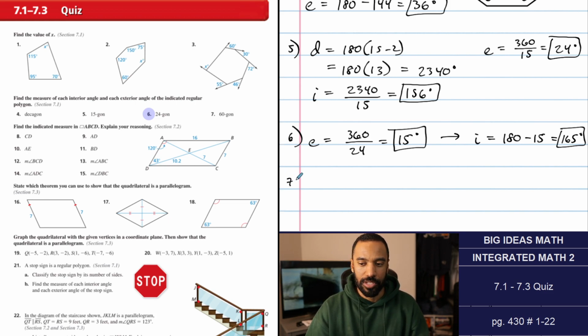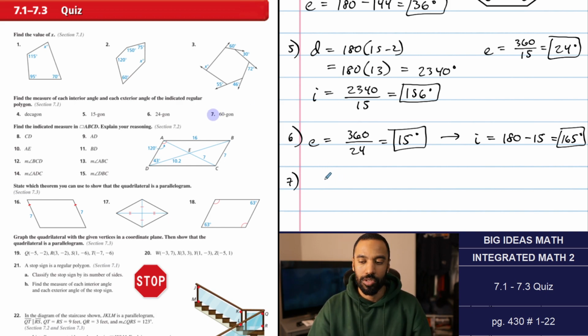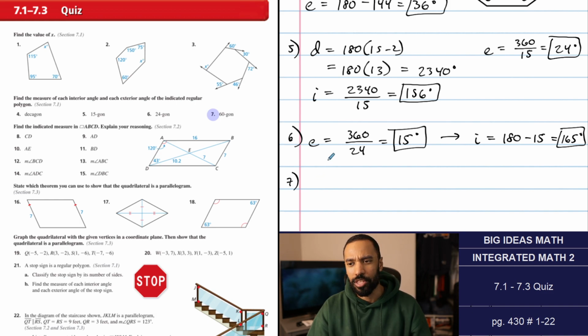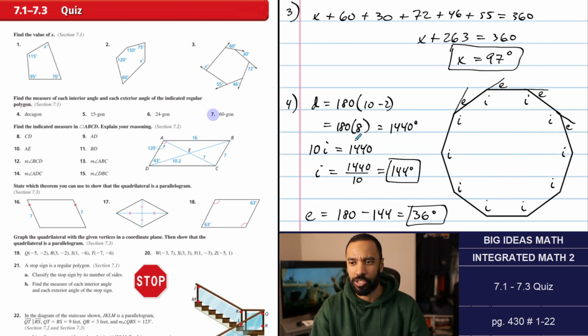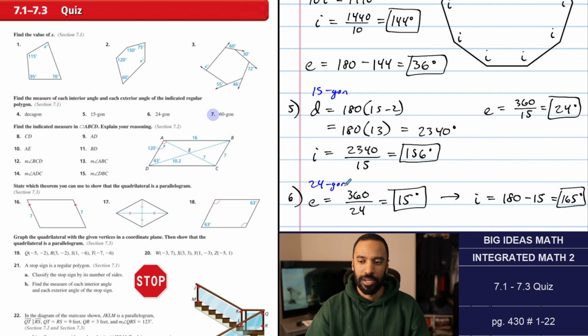Now, I'm showing you all these different ways just so you're aware of them, and you might be asked to find the sum. And you can find the sum by multiplying that number by 15. But at that point, you're kind of swimming in circles. Now, you might notice on all these problems, and it's probably better if I actually write down what these things were: decagon, 15 gon, 24 gon, and 60 gon.